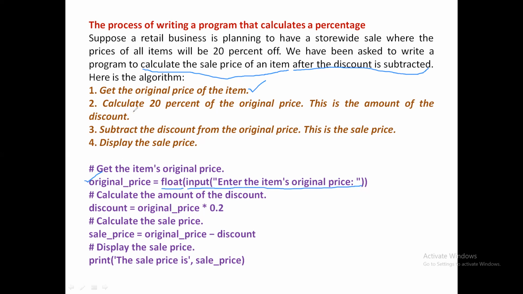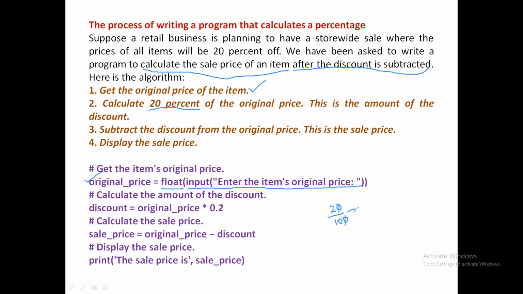And the second step is to calculate the discount on the original price. So how much discount is offered? It is 20%. 20% means that the value is 20 by 100, which is nothing but 0.2. Okay, so 20 by 100 is nothing but 0.2.